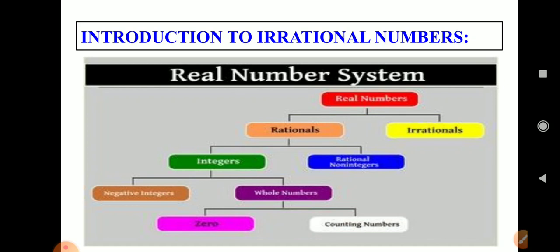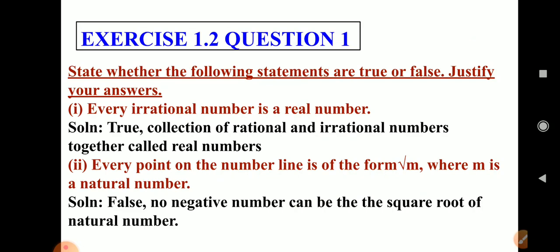Now let us move on to the exercise. Exercise 1.2, question number 1. State whether the following statements are true or false. Justify your answers. The first one: every irrational number is a real number.